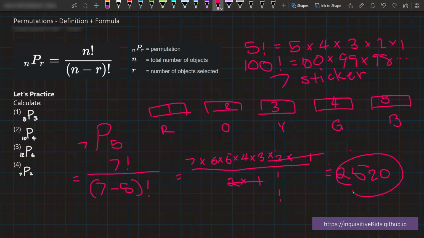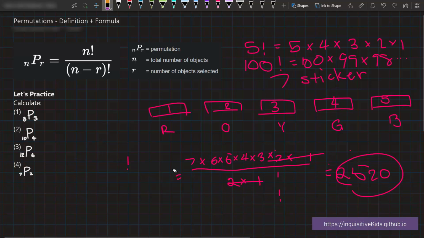So our final answer for this problem is 2,520. There are 2,520 ways for you to select 5 stickers out of 7 stickers and order them according to tab number 1 through 5. So think about how long that would take to write a total of 2,520 possibilities when you could just follow this formula and find it within 2 minutes. This is basically what a permutation is.